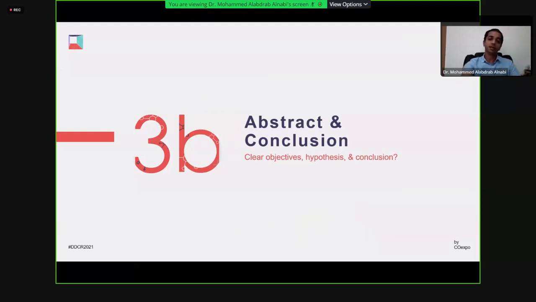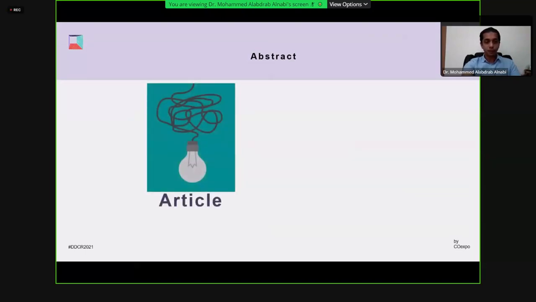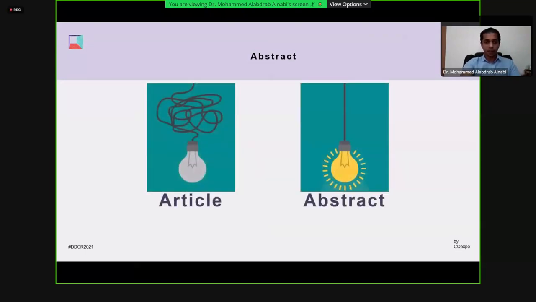Now, you determined that this title was fitting your need, looking at the PICO question, and you wanted to continue and read the abstract. The next step is looking at the abstract and conclusion. You need to know whether this abstract has clear objectives and hypotheses, and whether the conclusion is what you're looking for. So how do abstracts look?